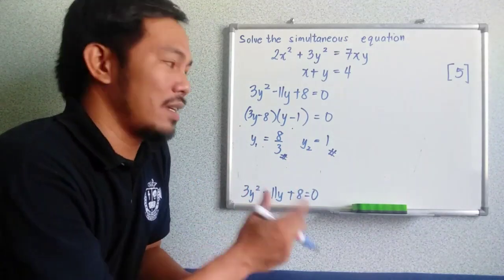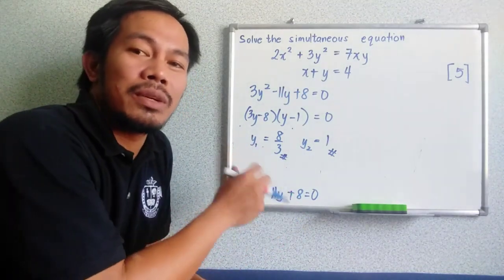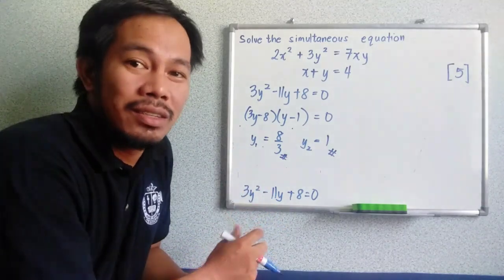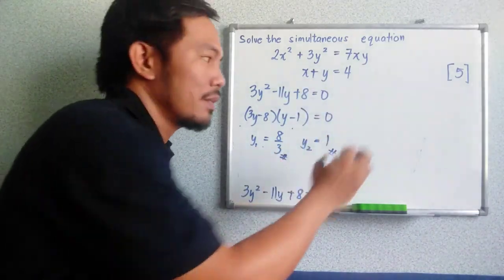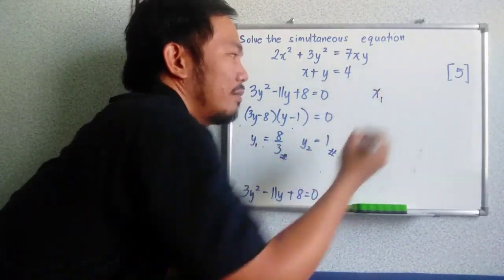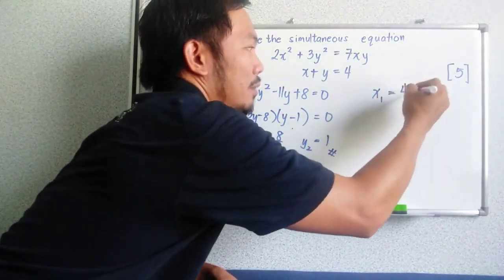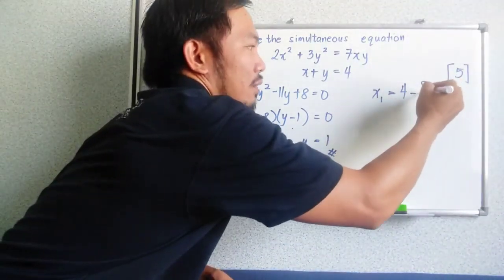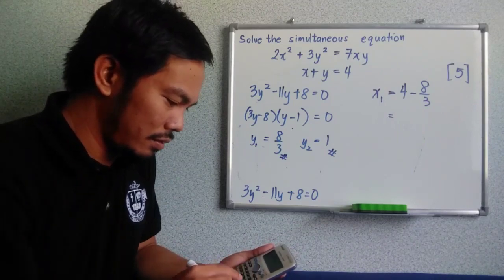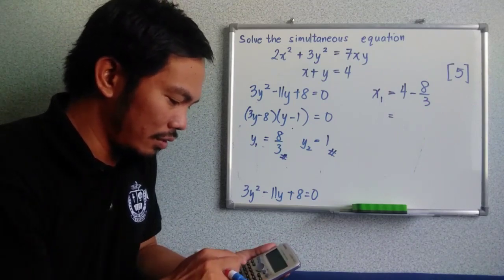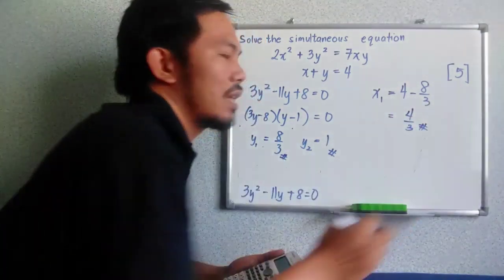Okay? Next, since my solution is not yet done because I was not able to find yet the value of x, I need to find the value of x using this idea. X is equal to 4 minus y. So for x sub 1, I'll be using y sub 1. It will become equal to 4 minus y, which is 8 over 3. 4 minus 8 over 3 is equivalent to 4 over 3. So that is x sub 1.